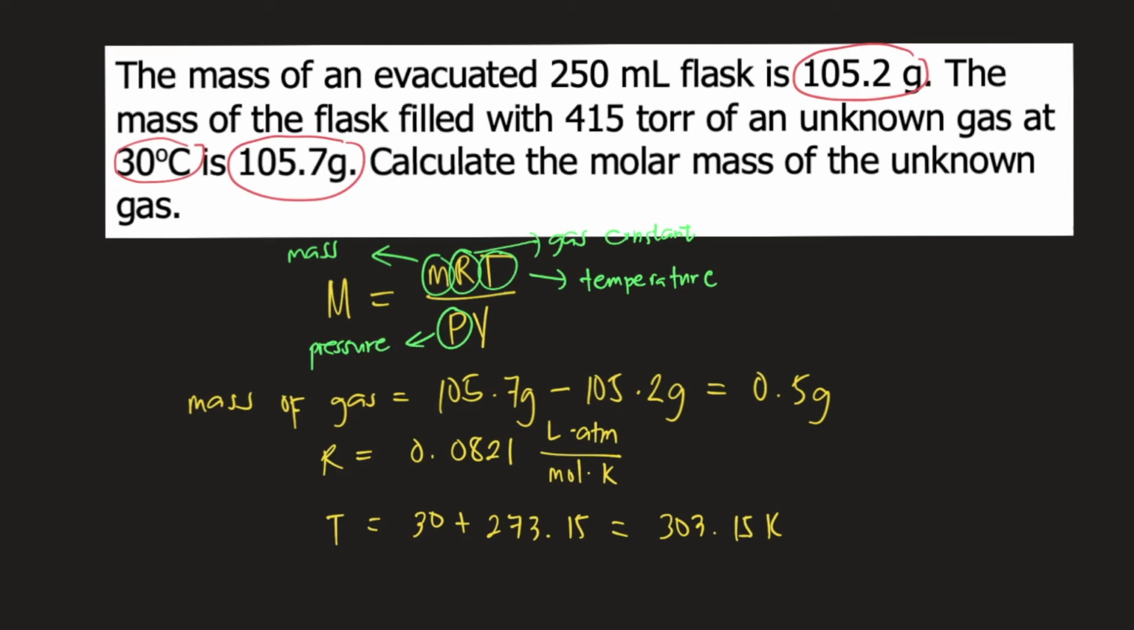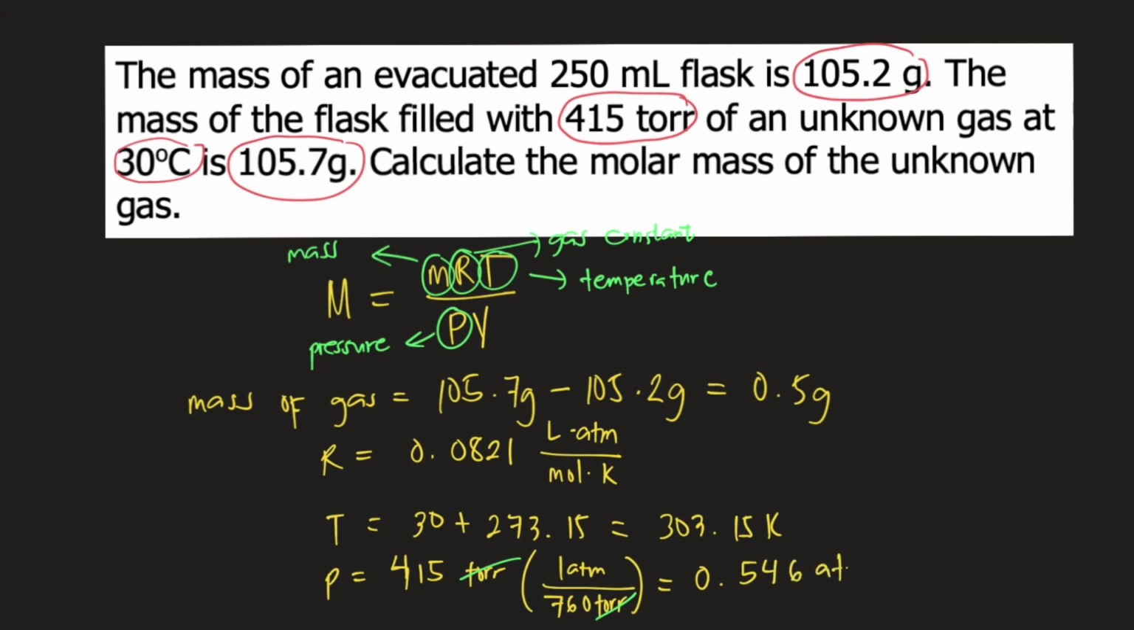P is the pressure, and the unit must be in atm. So we need to convert the given 415 torr to atm. So you have 415 torr, and we know that 1 atm contains 760 torr. So torr will cancel, and the pressure is 0.546 atm.